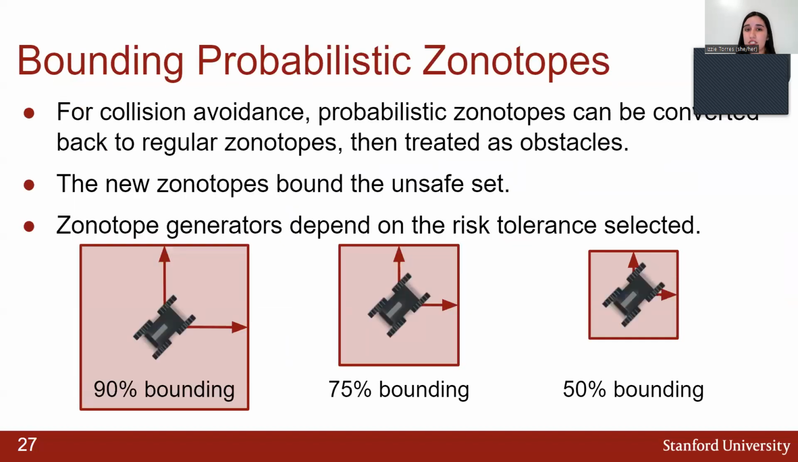So for collision avoidance, we can convert these probabilistic zonotopes back to regular zonotopes and then treat them as obstacles. The new zonotopes bound the unsafe set in a way that is much less conservative than what RTD did. So the zonotope generators will also depend on what the risk tolerance is selected. You will end up with a much larger zonotope if you're doing, say, 90% bounding versus 50% bounding. And this 90 versus 50% is based off of the cumulative distribution function for the Gaussian distribution related to that zonotope.